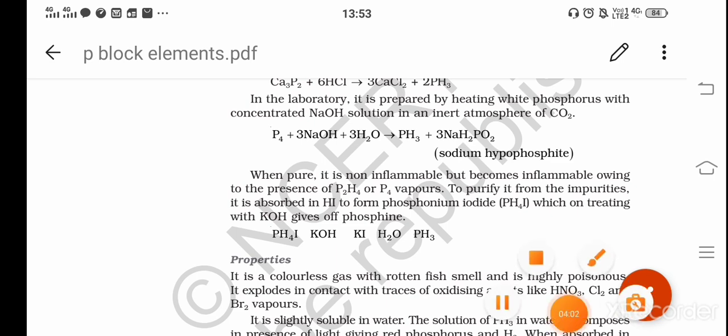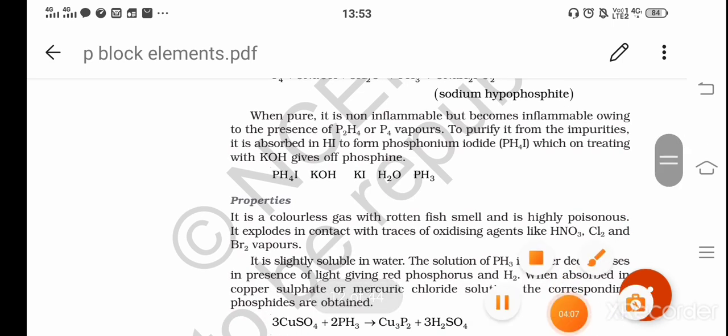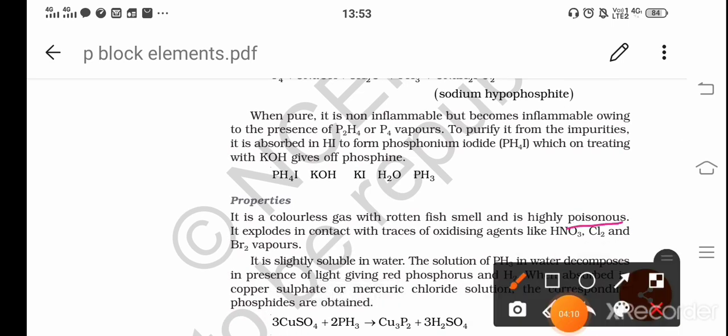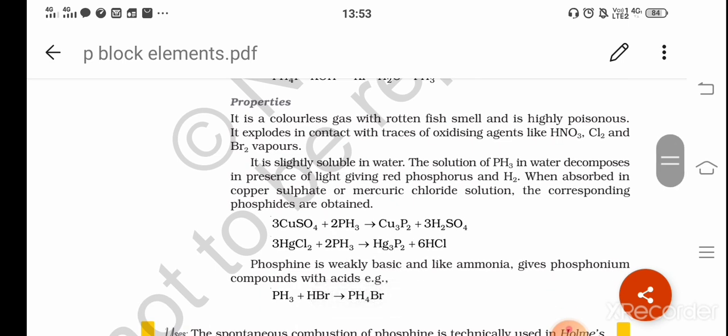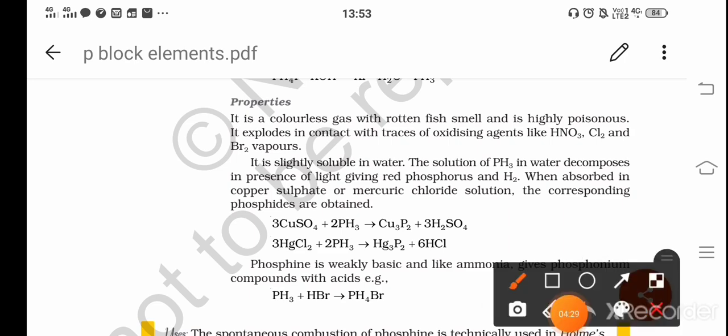Now coming to the general properties of phosphine, it is colorless with a rotten egg-like smell, and highly poisonous. It explodes when it comes in contact with oxidizing agents like HNO3, Cl2 and bromine vapors. It is slightly soluble in water. The solution of phosphine in water decomposes in the presence of light to give red phosphorus and hydrogen.